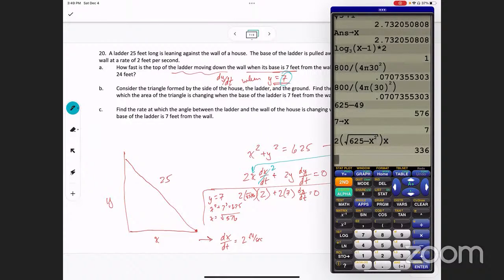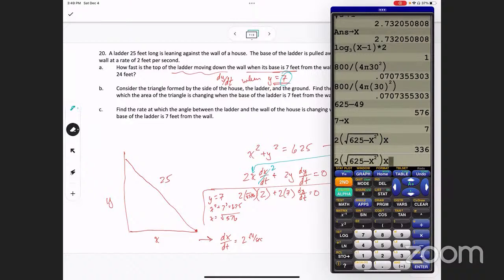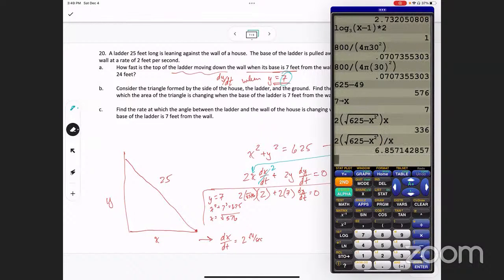That does make sense, but how is that any faster, I guess? Whoop. I didn't divide it by X. I'll show you how it's faster. This should be divided by X, not times X. Yeah. 6.86. So dy/dt is 6.86.